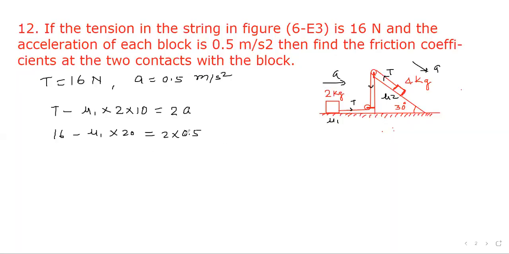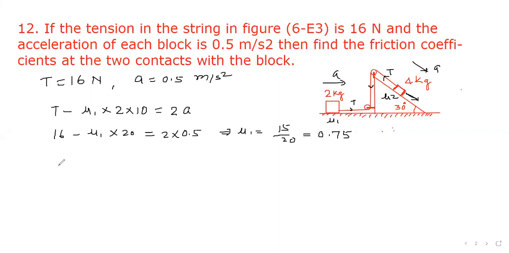Now we simplify, this will become 1. So mu1 equal to 15 by 20, that is 0.75. Now we consider the motion of this 4 kg block. Here mg sine theta will act in this direction, and friction and tension both will act in the opposite direction. Still, the object is in motion.